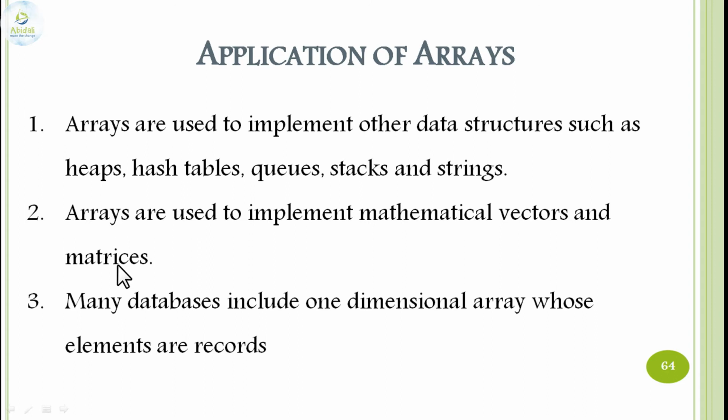So this will be well understood by science students, because basic math students will also have the matrices. Okay, so a matrix is a rectangular or square arrangement of numbers, like how we have seen a two-dimensional array. So a vector is kind of a matrix also, a little bit different. So many databases can also use the one-dimensional array to store the values or the elements as the records. So all these are the applications of the arrays.